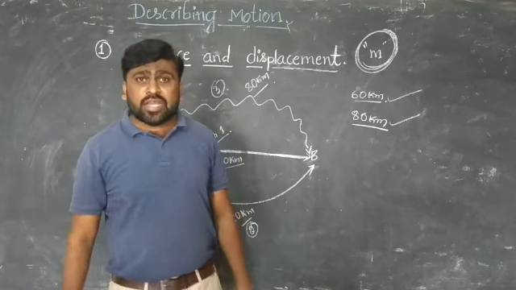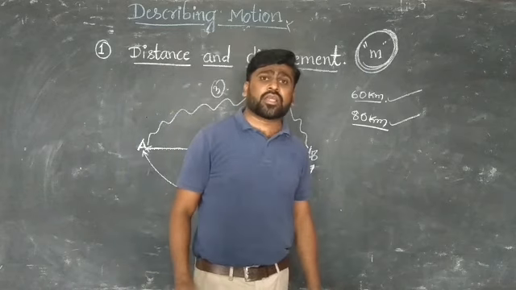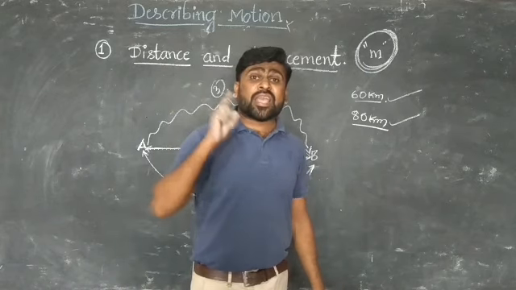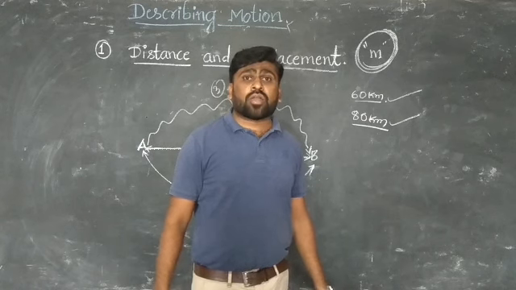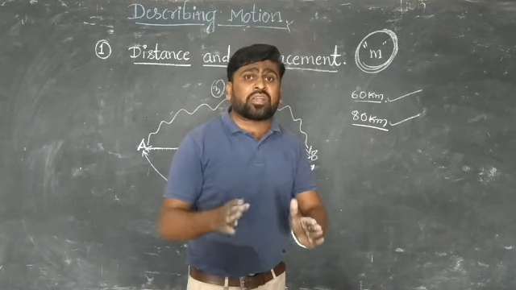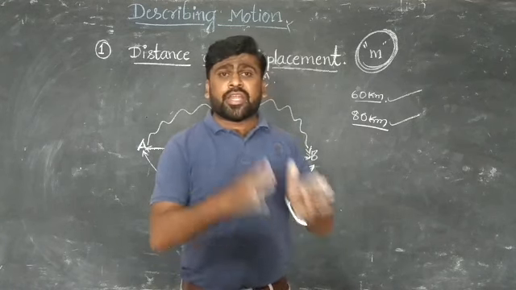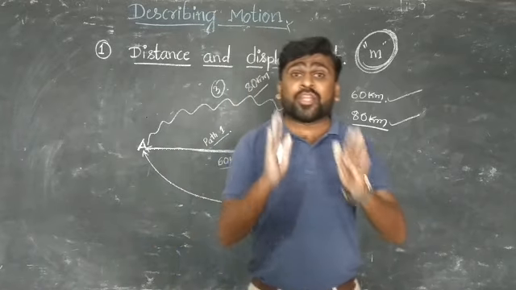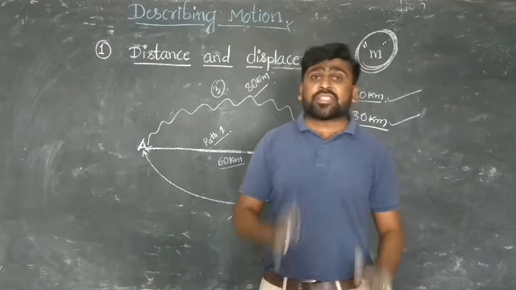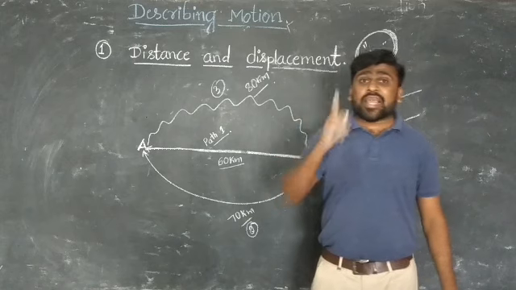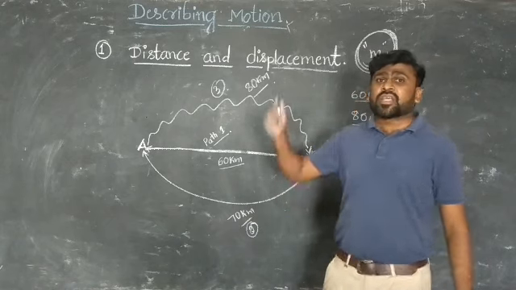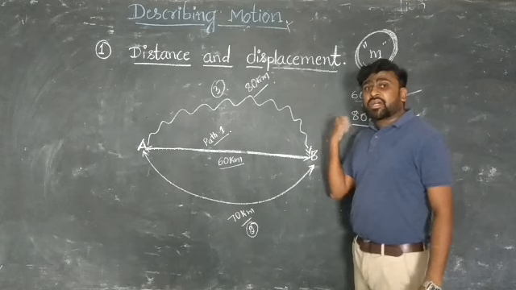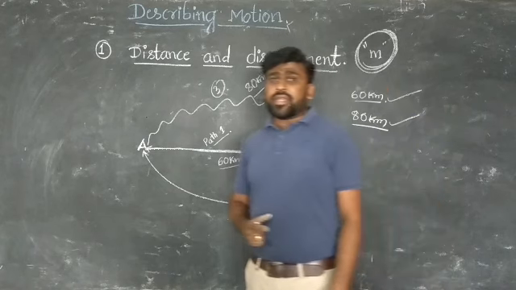Regarding the distance traveled or distance, this is a scalar quantity. Understood? It is a scalar quantity. It does not refer to direction. It refers only to magnitude. That's why distance is a scalar quantity. The SI unit of distance is meter. Understood? It is a meter.